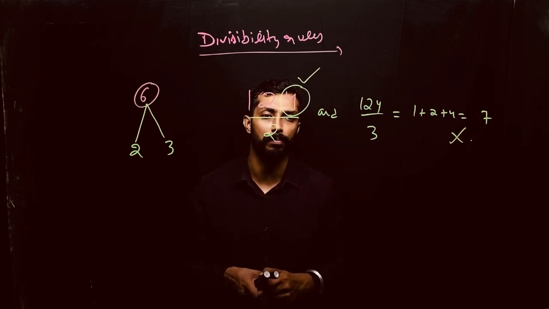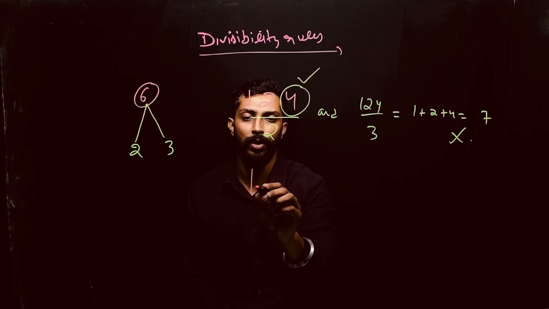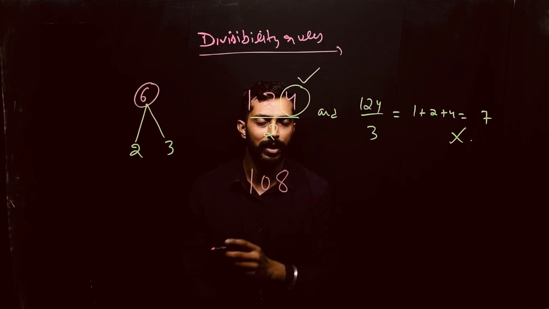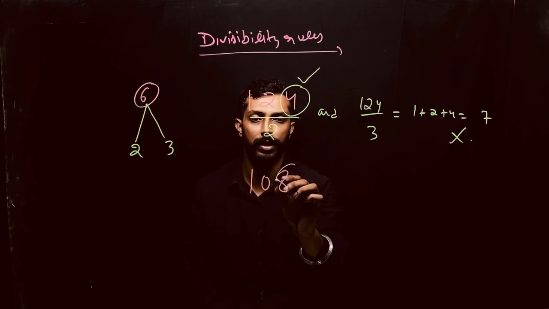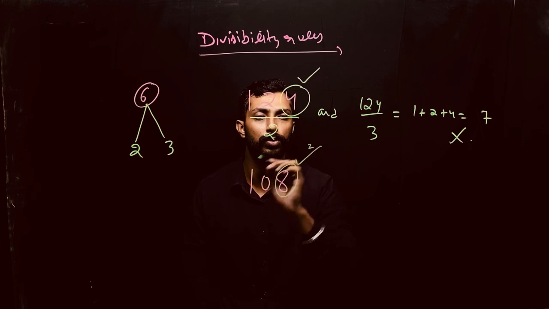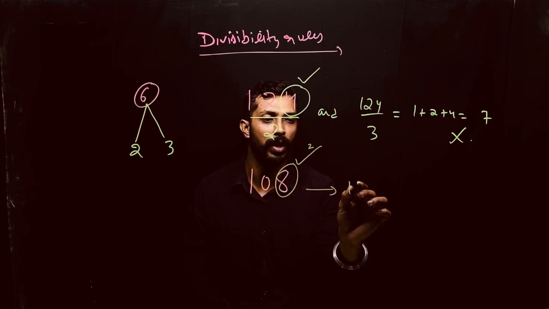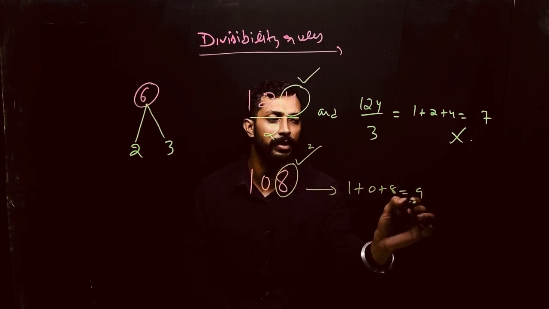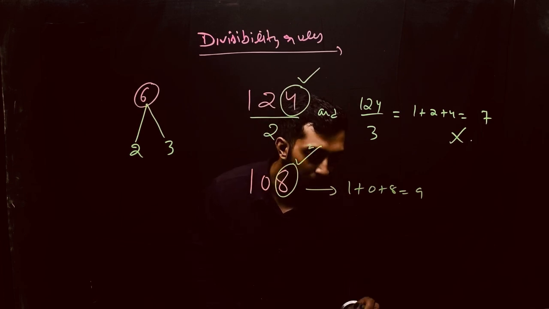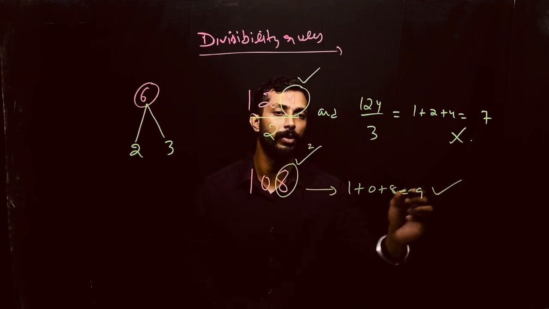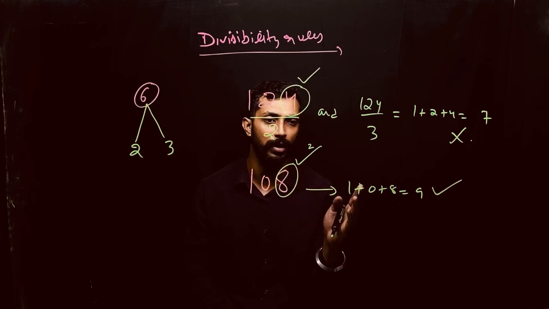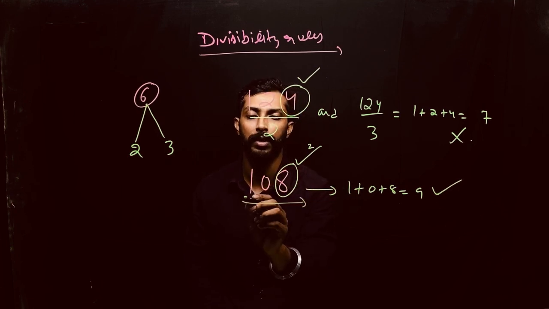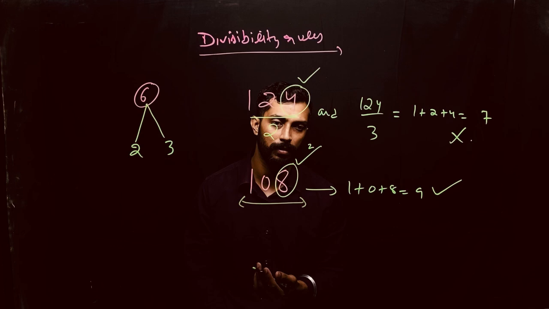Let us take another example. I'm writing here 108. Is this a multiple of 6 or not? The last digit of the number is 8, divisible by 2. If I take the sum 1 plus 0 plus 8, that is 9. So I can say this number is divisible by 3. So this number is divisible by 2 and 3, so it will be divisible by 6.